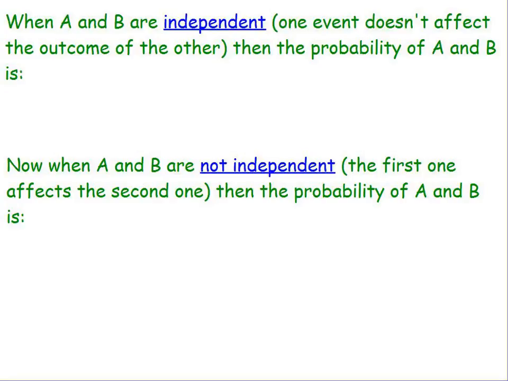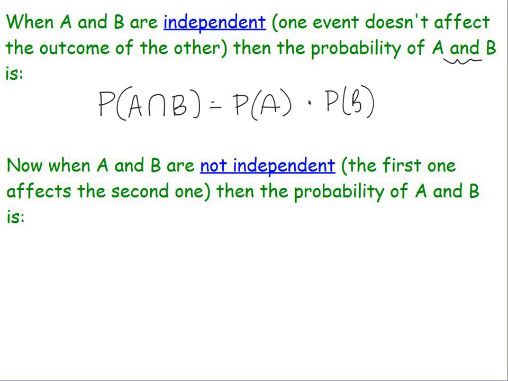Today our focus is looking at independent and non-independent events. If you recall from chapter 14, when A and B are independent, it meant that one event doesn't affect the outcome of the other. Then the probability of A and B, there was our magic word and, we learned that and meant multiply. So the probability of A and B was the probability of A times the probability of B. That's what we learned in chapter 14. It was very straightforward. And in chapter 14, that's all we had to worry about because they were independent.